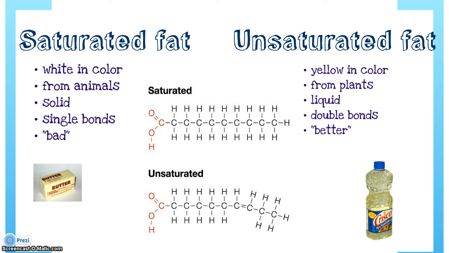The other type is what we call unsaturated fats. These are more yellow in color. They do come from plants. They are more liquid, and they contain double bonds.